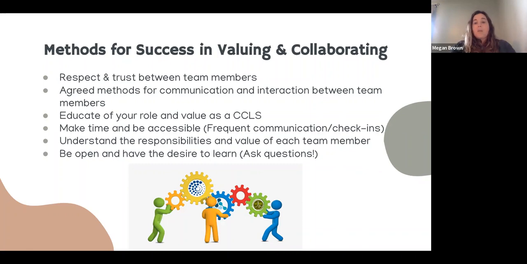So really establishing this is when we will meet, this is how we will communicate, this is how frequently we'll communicate among all the team members, I think is very important. Educate on your role and value as a child life specialist, right? We talked about this a little bit earlier as well. I think there's always room to establish and teach more of how we can serve as child life specialists and how especially our role can be valuable within this multidisciplinary team setting when looking at the patient's overall picture and health. Make time and be accessible, right?